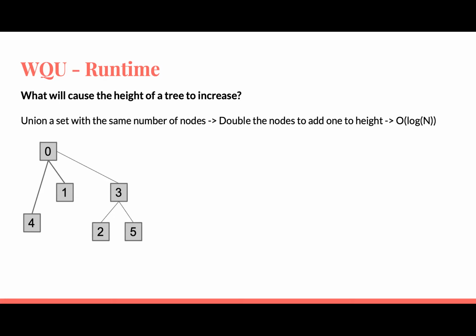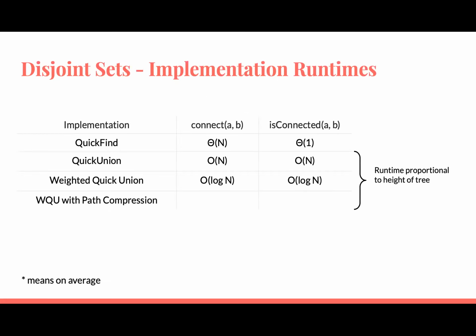So by this process of requiring double the amount of input to increase the runtime by 1, you can say that the height of the tree grows logarithmically. And so you can see here that both connect and is connected run in log time, because both of them heavily depend on the overall height of the tree.